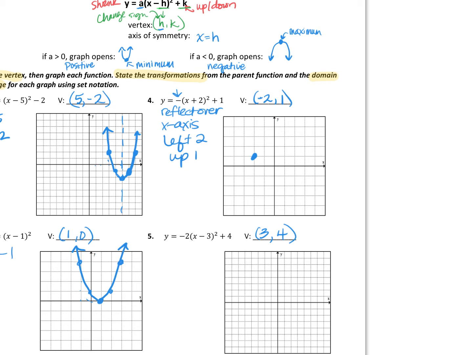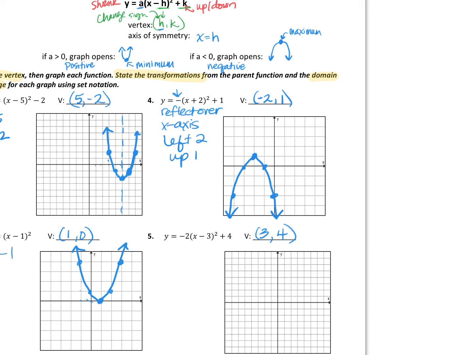That means it's going to open down. And it's opening down, but the A value is just 1. So it's going to go over 1, down 1, over 2, down 4. And then do the same thing going down the left side, over 1, down 1, over 2, down 4, and draw a smooth curve with arrows connecting. And there's our transformed parabola.